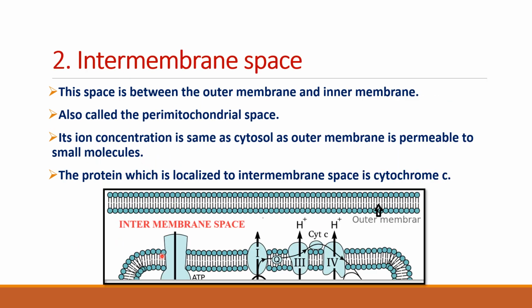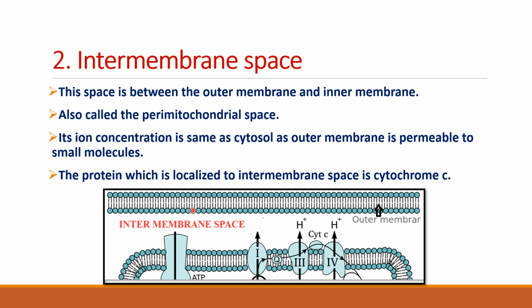So next to the outer membrane is our intermembrane space. This is located between the outer membrane and the inner membrane of the mitochondrion. This is also called the perimitochondrial space. You see that the ion concentration of this area is the same as that of the cytosol.